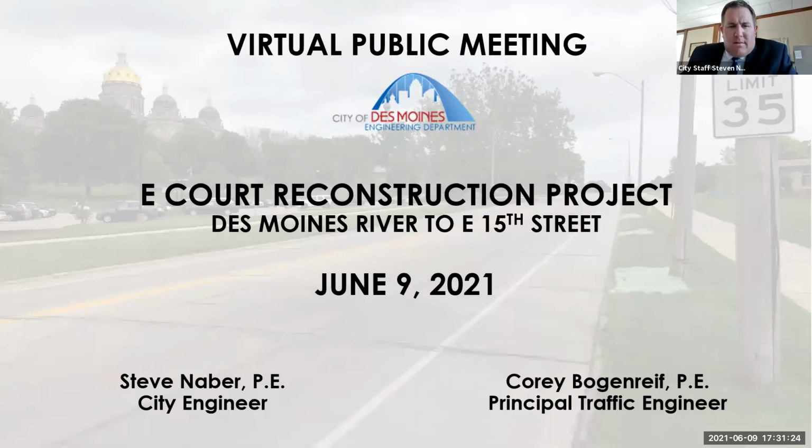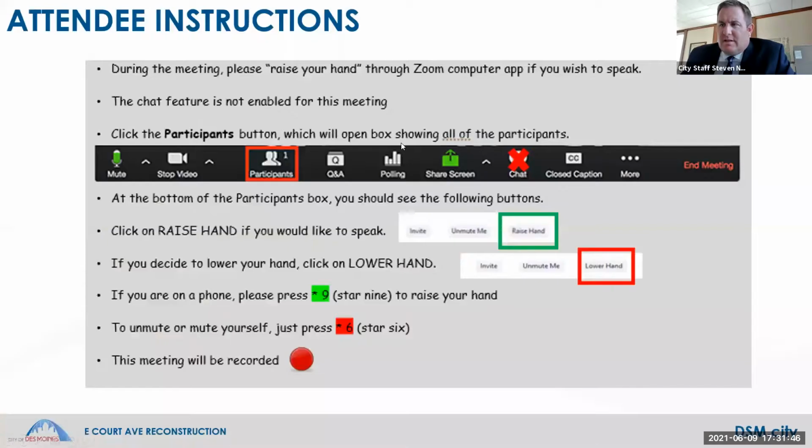Good evening, everyone. My name is Steve Neighbor. I'm the city engineer for our city of Des Moines here. And I've got Corey Bogenreef, who's our principal traffic engineer. We're excited to present to you tonight the East Court Avenue reconstruction project. And really the focus is between the Des Moines River up to East 15th Street. So Corey, if you could advance the slides.